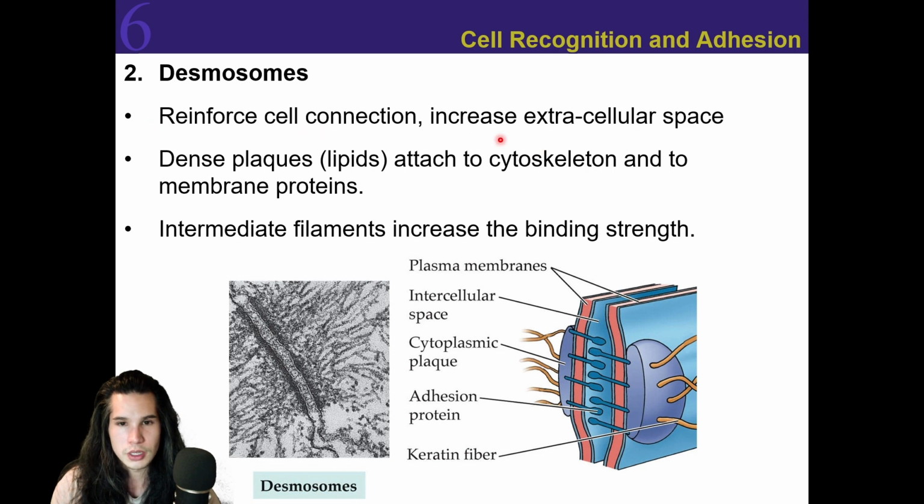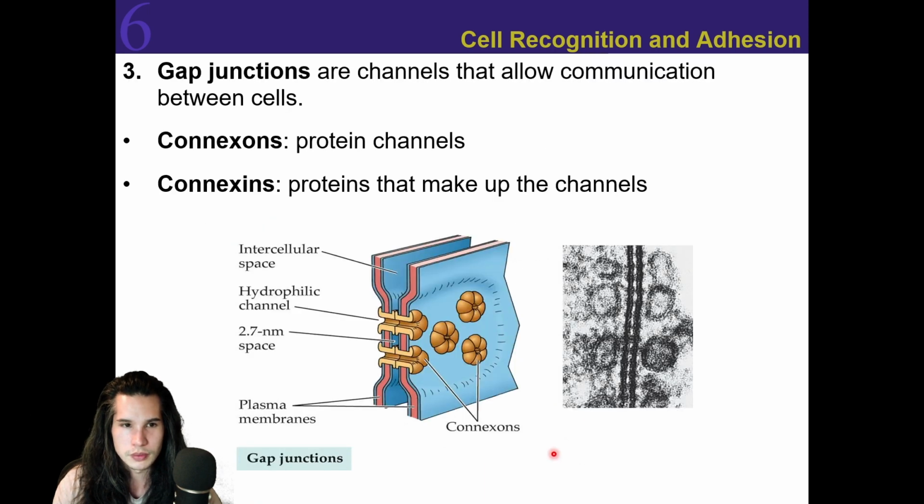So they reinforce cell connection, increase extracellular space, and they're composed of, you could say, dense plaques, which attach to the cytoskeleton. So cytoskeleton, if you remember, we've got actin, we have intermediate filaments, and it's actually going to be mainly composed of intermediate filaments. So intermediate filaments are going to increase that binding strength.